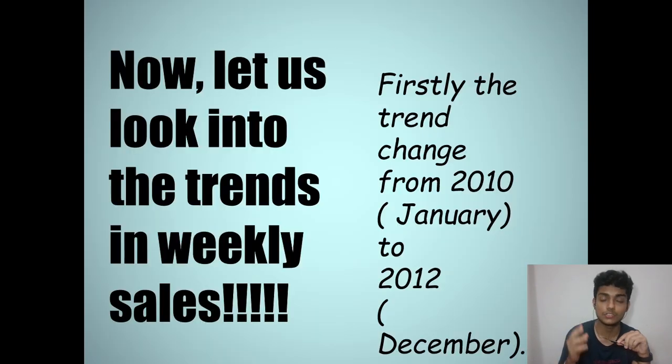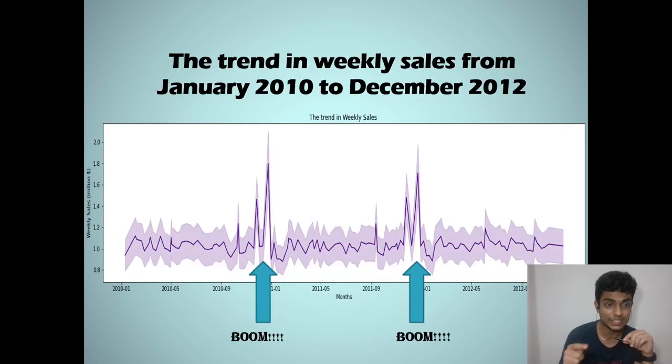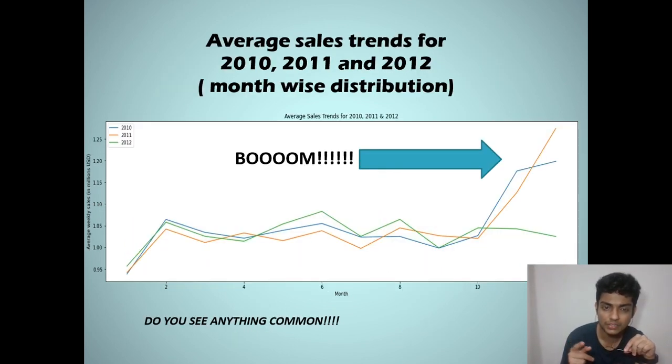Now let us look into the trend in weekly sales, that is, how the trend changes from 2010 to 2012. From January 2010 to December 2012, we see there's a boom. What is this boom? I didn't understand. Let's look a bit further, shall we? Here you see that in the 12th month, again there is a boom. Why is that so?